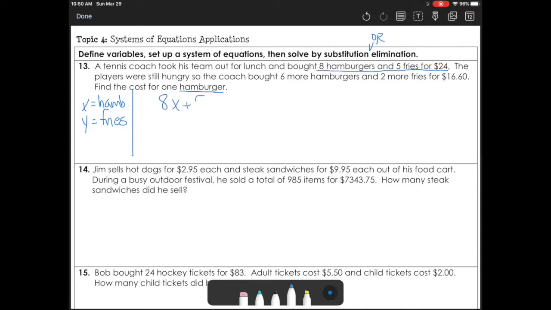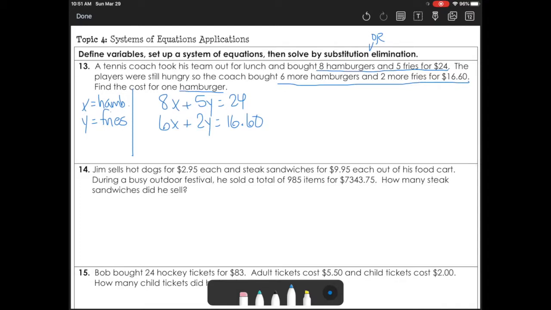The second one is right here. 6 more and 2 more was $16.60. 6, 2, $16.60. All right. Solve by substitution or elimination. This is not a good substitution or elimination problem. Why don't they let us use graphing? Okay, I'm going to do elimination.